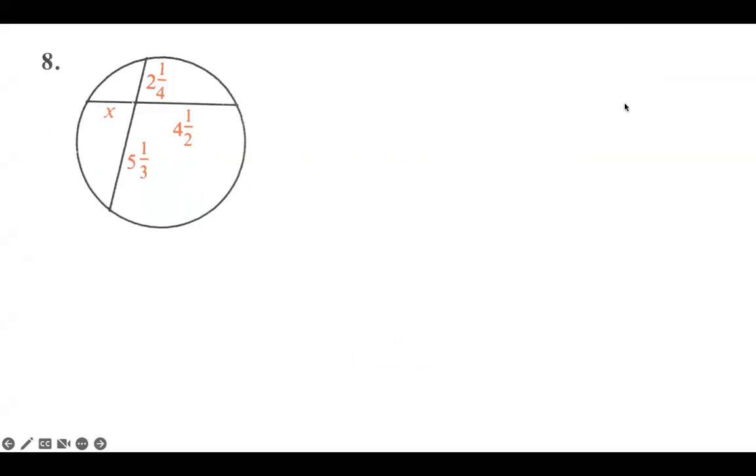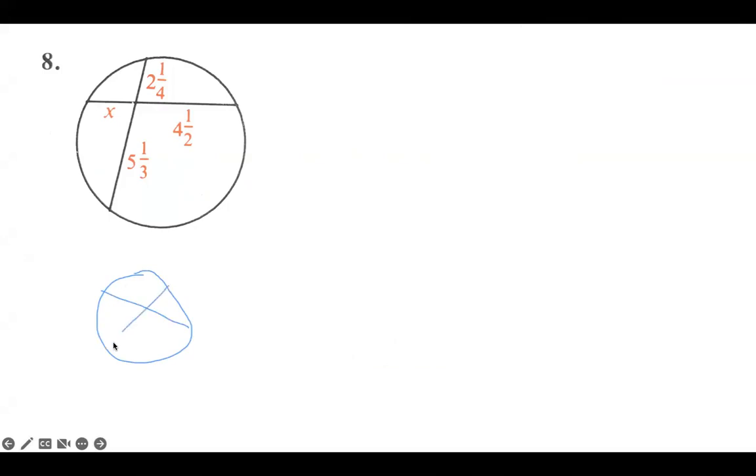Okay, here we go. 8, 9, and 11. So number 8. This is the Spider-Man thing, right? So remember, if you have a circle, let's see if I can do this real quick, and you have an X in the middle, that's a horrible circle.